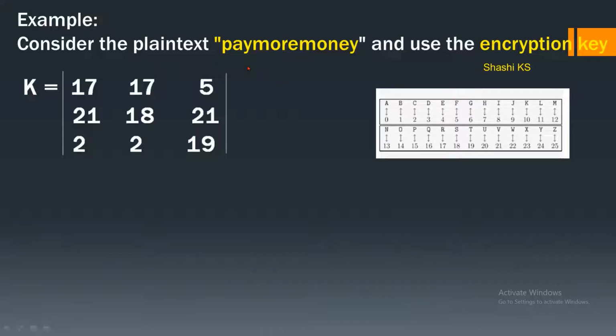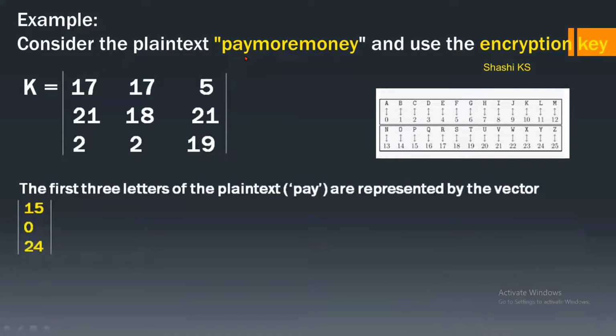So here in the plain text, I have P. So P will be associated with 15. The corresponding number associated with A would be 0 and the corresponding number associated with Y would be 24. So the column vector representing the first 3 letters of the plain text PAY would be 15, 0 and 24. Okay, 15, 0 and 24 represents the plain text letters P, A and Y respectively.